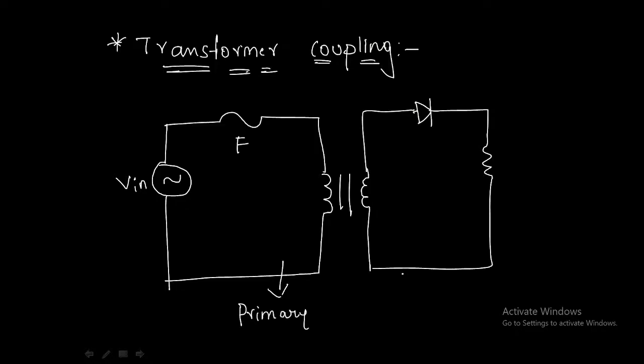Basically, this transformer is often used to couple the AC input voltage from the source to the rectifier. We use transformer coupling for two advantages. The first advantage is to allow the source voltage to be stepped down as needed. The second is that the AC source is electrically isolated from the rectifier, preventing any kind of shock hazard in the secondary circuit. So we use coupling to either step down or step up the input voltage, which we already know.